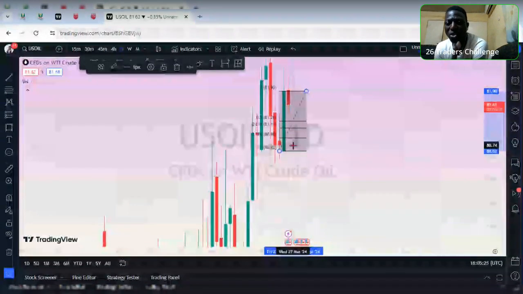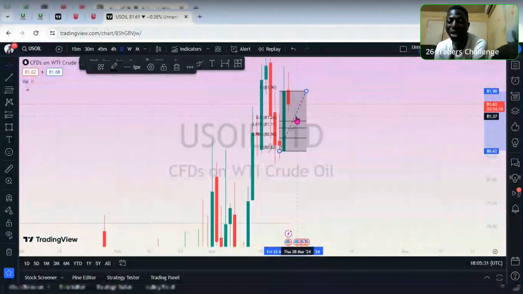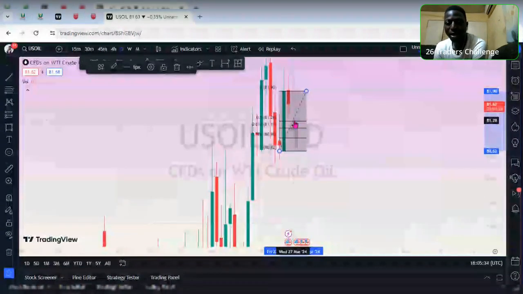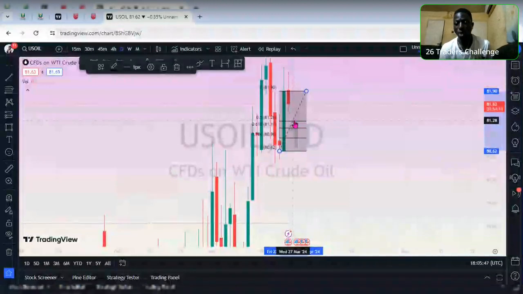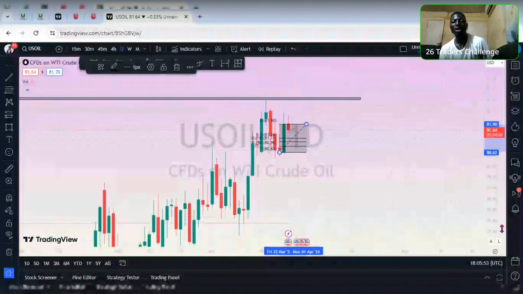But if at all you're going to take a buy on this market currently, you should wait for the market to clear at least 50%, using Fibonacci retracement, to tap on this 50% of the imbalance before you take a buy. That is it. For a pair like crude oil, which we are currently checking, it might not always clear 100%. But in the long run, it might still clear 100%.